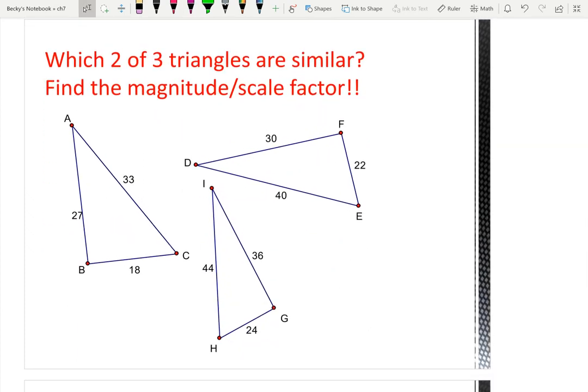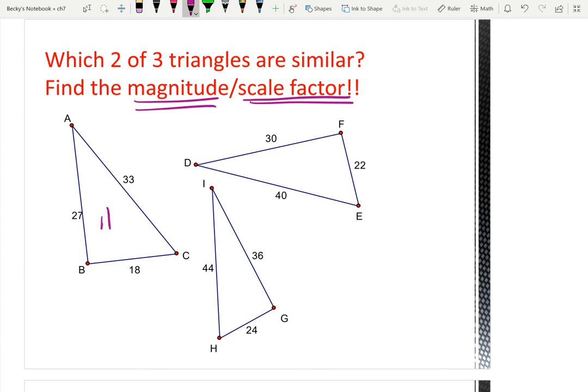Okay, which 2 triangles are similar? Now, your textbook, we all know, I think your textbook's a little wacky sometimes. Everyone that I've ever talked to calls it scale factor. The guy who wrote your book calls it magnitude. Okay, so the words are going to be interchangeable.